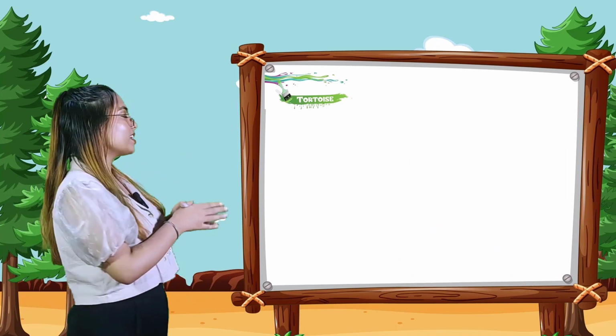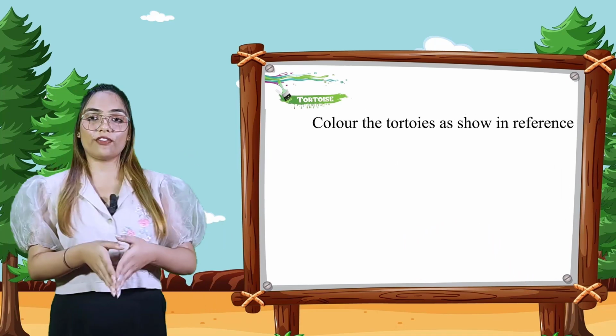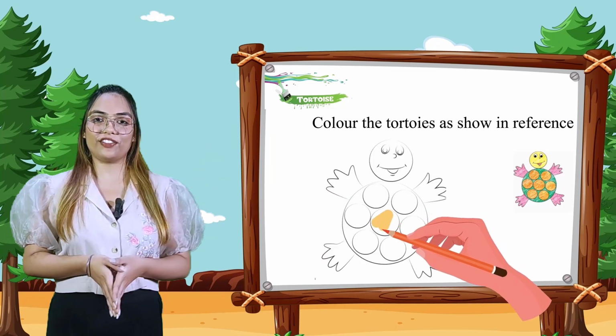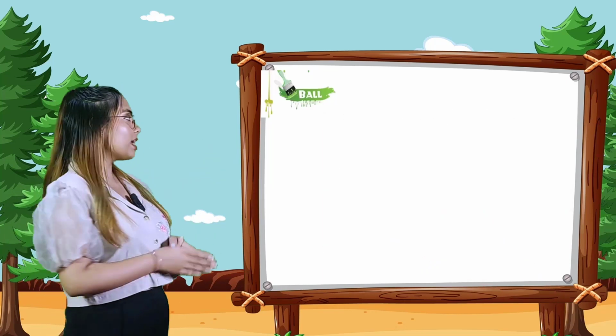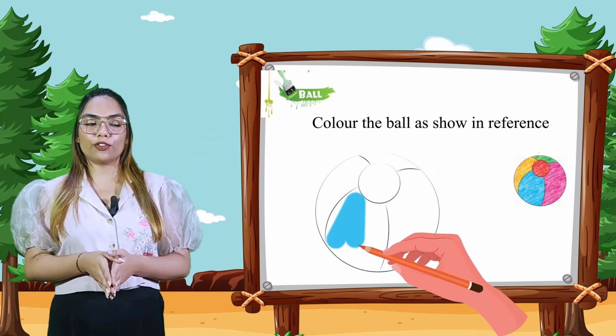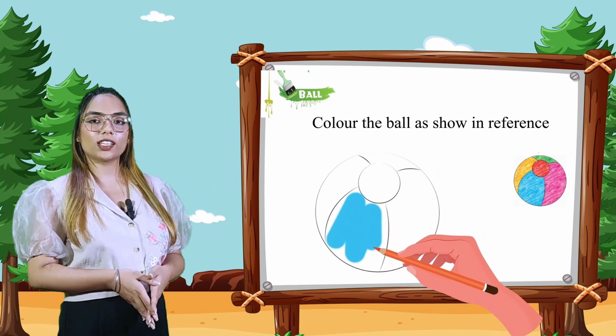Moving on to the next image, over here we have a reference of a tortoise. So color this image as shown in the reference. Moving on to the next image, over here we have a ball. So color this ball as colorful as it's shown in the reference.